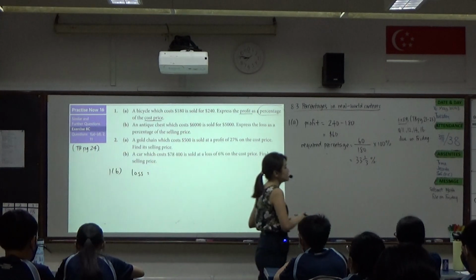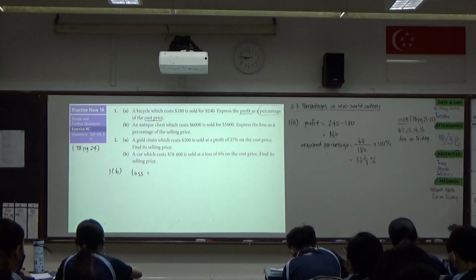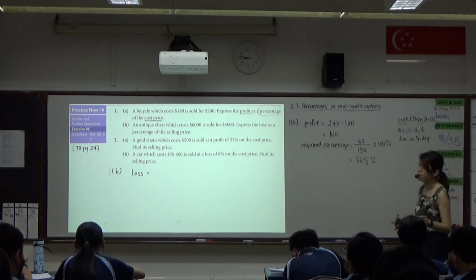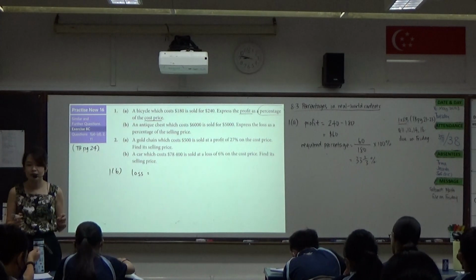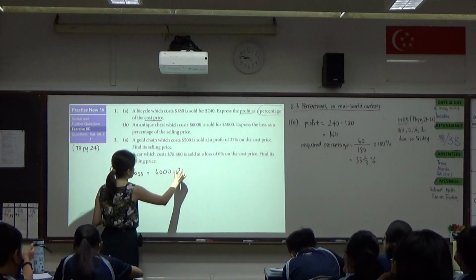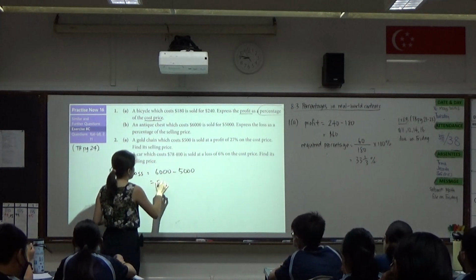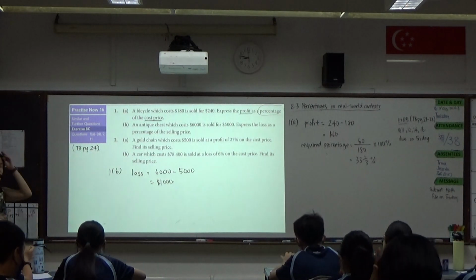We are given that the cost price is $6,000 and it is sold for $5,000. So 6,000 minus 5,000, and that will give us $1,000. So the loss amount is $1,000.